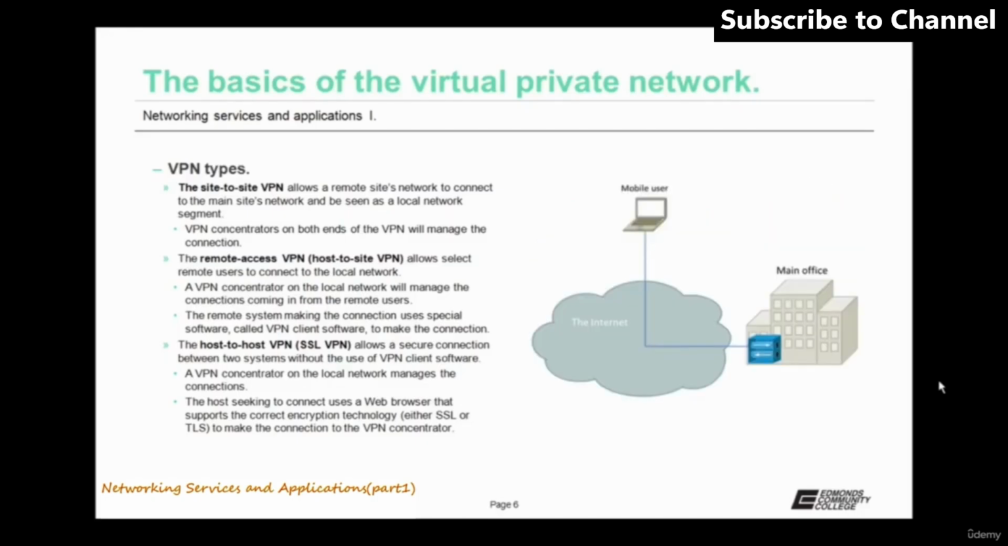The third type of VPN is the host-to-host VPN, which is often called an SSL VPN. It allows a secure connection between two systems without the use of VPN client software. A VPN concentrator on the local network manages the connection. The host seeking to connect uses a web browser that supports the correct encryption technology, which is either SSL or more likely TLS, to make the connection to the VPN concentrator.